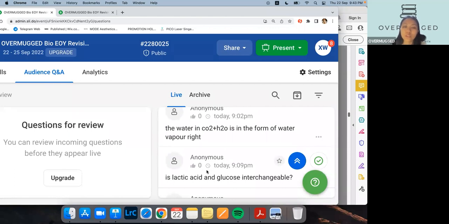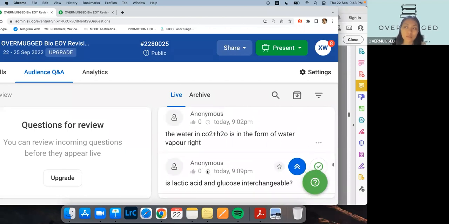Is lactic acid and glucose interchangeable? No, they're different things. Glucose produces lactic acid in anaerobic respiration. So they cannot be the same thing. In anaerobic respiration, glucose is broken down into lactic acid. And then when lactic acid is removed, it converts back to glucose. So they are not interchangeable. They are different things.